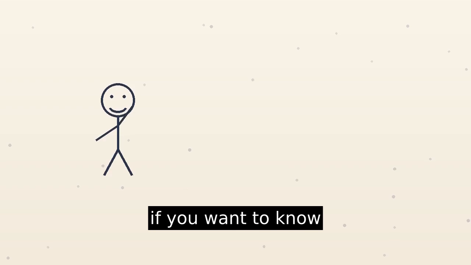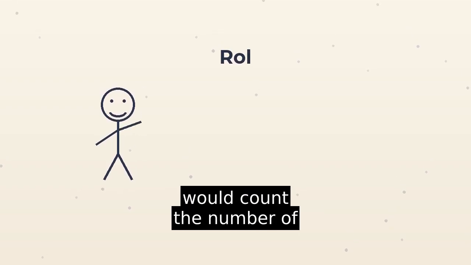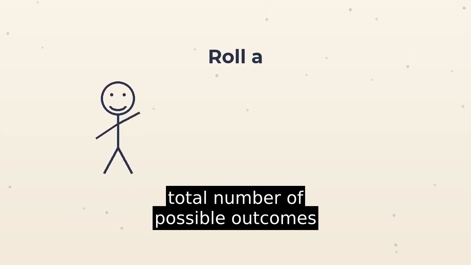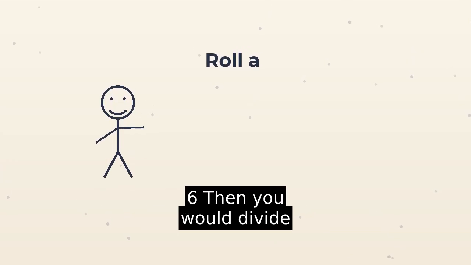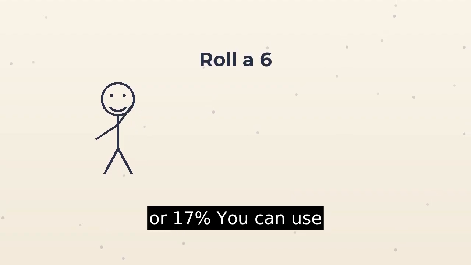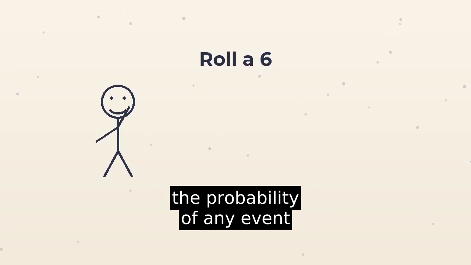For example, if you want to know the probability of rolling a 6 on a die, you would count the number of favorable outcomes, 1, and the total number of possible outcomes, 6. Then, you would divide 1 by 6, which equals 0.17 or 17%. You can use this same formula to calculate the probability of any event.